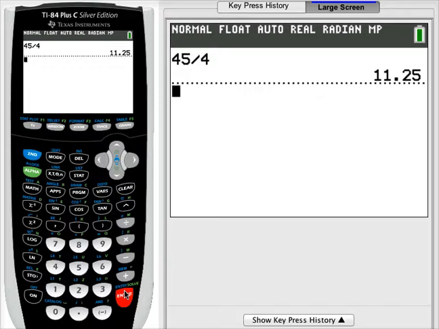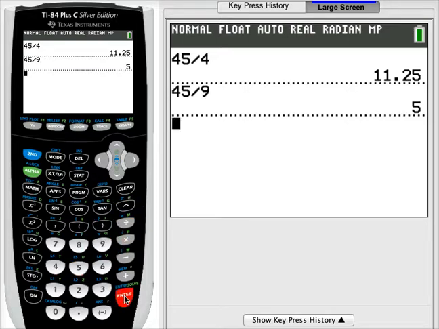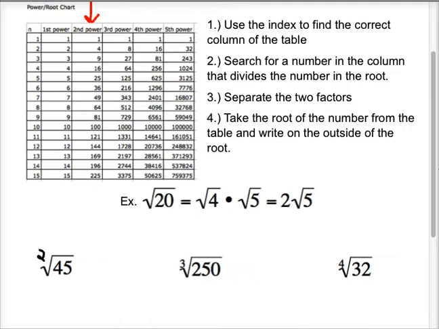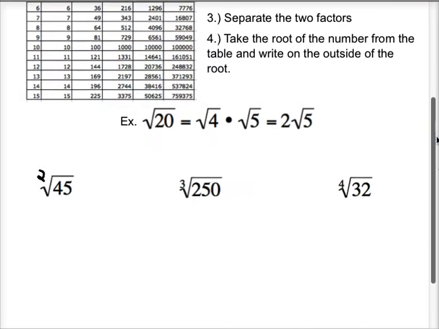Well, the next number on my list was a 9. So I'm going to take 45 divided by 9. Oh, bingo! 45 is 9 times 5. So 9 was the magic number that we're looking for. Well, once I recognize that 9 is the number that I'm looking for, I'm actually going to split this up into 9 times 5. And the reason I'm doing that is because I know what the square root of 9 is. I know that the square root of 9 is 3 according to that chart, so I can just call this 3 square roots of 5.